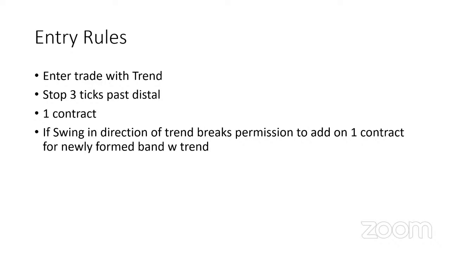Our stop is going to be 3 ticks past the distal. 1 contract is used in this example. And when we're in a swing trade, in the direction of trend breaks, then permission to add on 1 additional contract of newly formed bands. So in other words, as long as my trend is continuing, I have permission to add on an additional contract when a new supply or demand band is formed, depending on which way the trade goes, whether it's a long or a short.